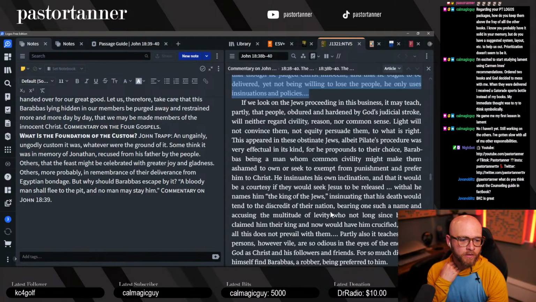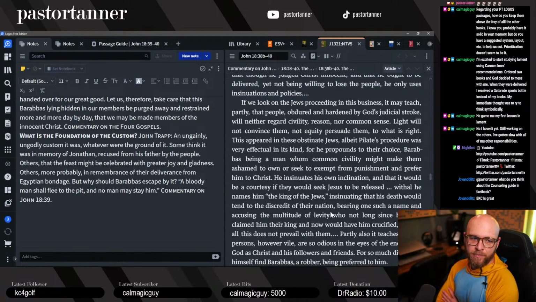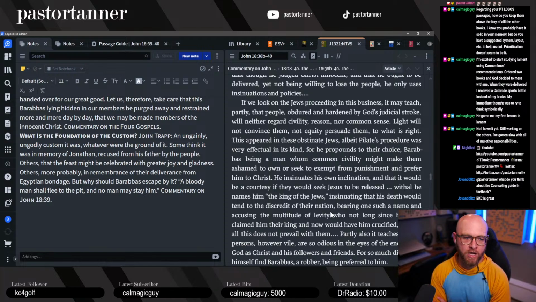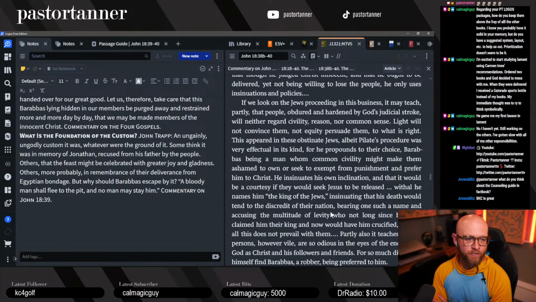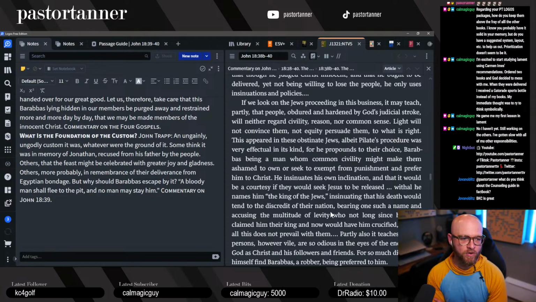Continuing. If we look on the Jews' proceedings in this business, it may teach partly that people, abjured and hardened by God's judicial stroke, will neither regard civility, reason, nor common sense. Light will not convince them, nor equity persuade them to what is right. This appeared in the obstinate Jews, albeit Pilate's procedure was very effectual in its kind, for he propounds it to their choice, Barabbas being a man whom common civility might make them ashamed to own or seek to exempt from punishment and prefer him to Christ. This is actually good.